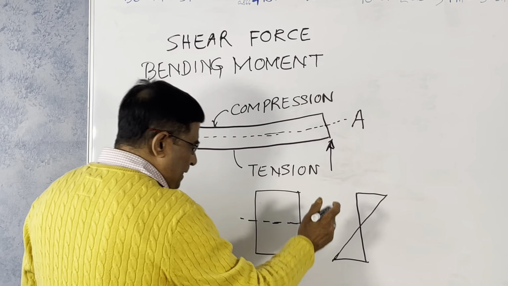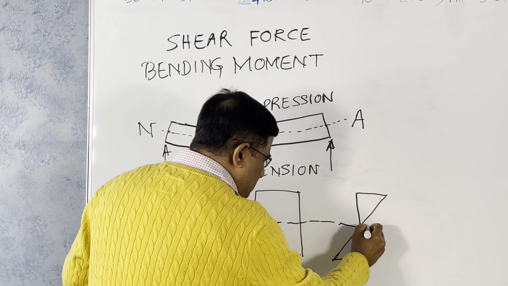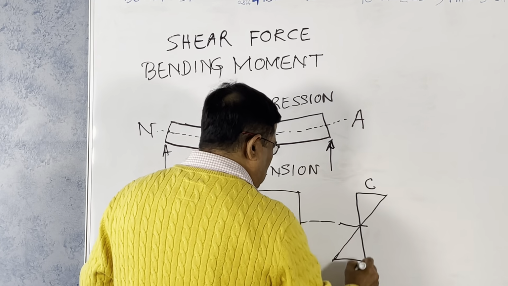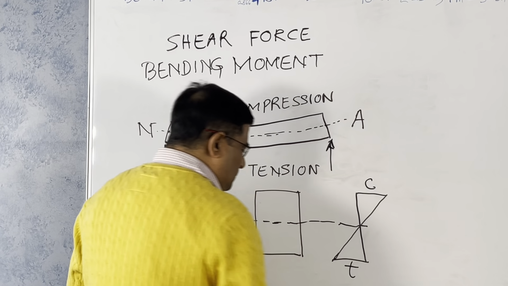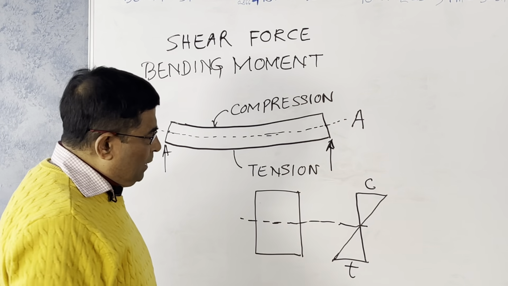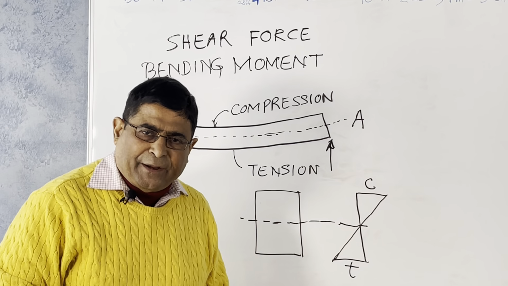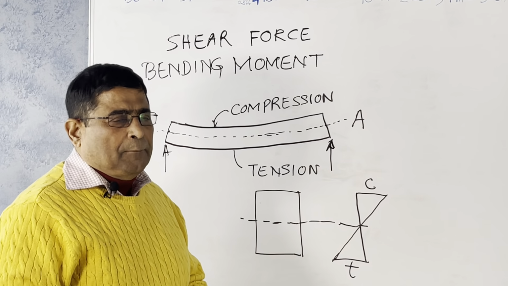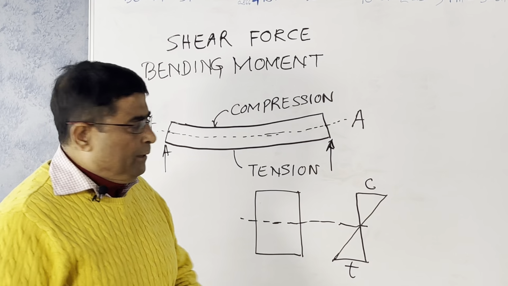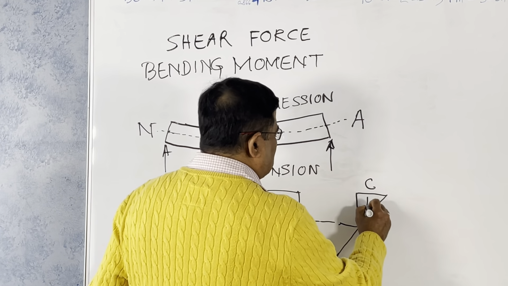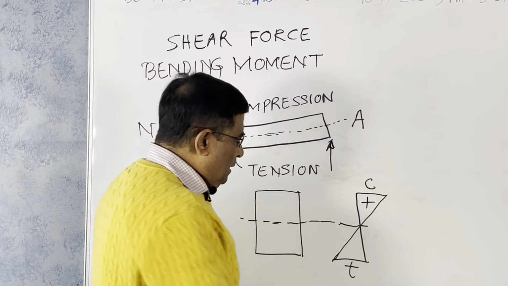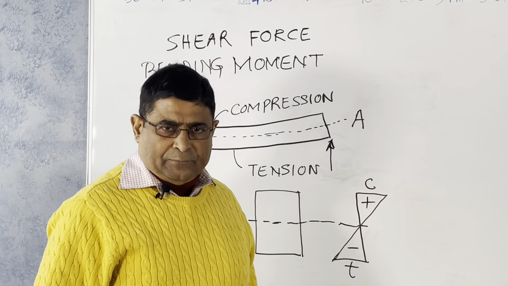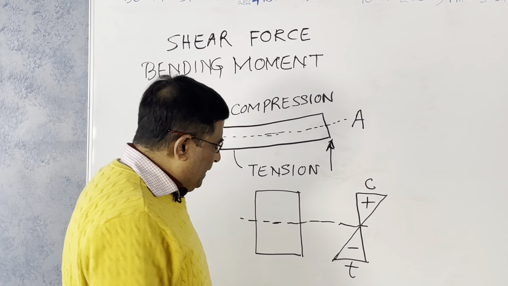It is linear. So this is the neutral axis. Here is the compression, here is the tension. One thing, the sign convention is very important in structural analysis: what's positive, what is negative. Compression we always consider as positive, and tension we always consider as negative. So positive and negative, and this is neutral.